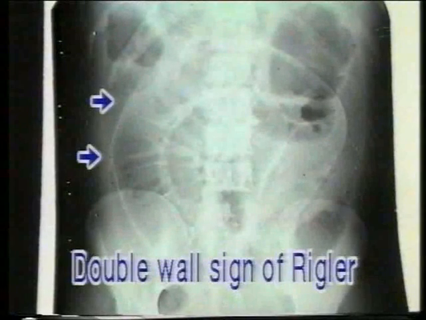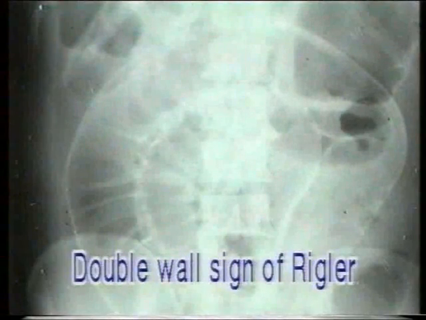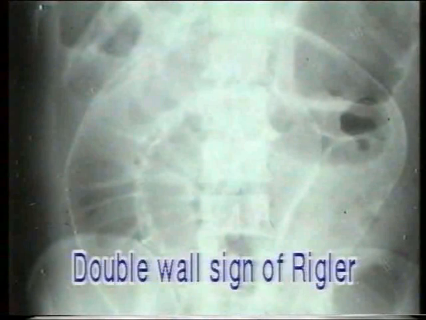This is another X-ray showing the double wall sign of Rigler. Note the bowel wall seen in absence of any contrast medium due to the presence of free gas around it. In an X-ray taken with the patient in horizontal lying down position, this sign suggests the presence of free gas in the peritoneal cavity.